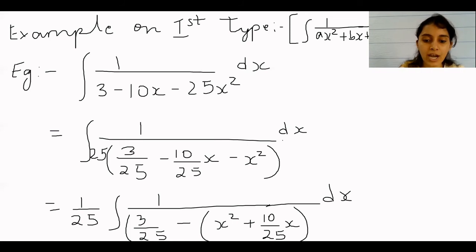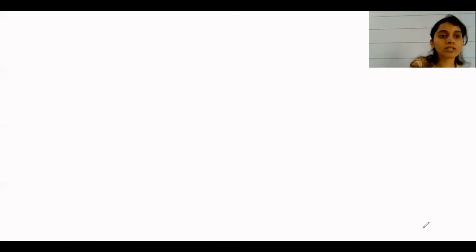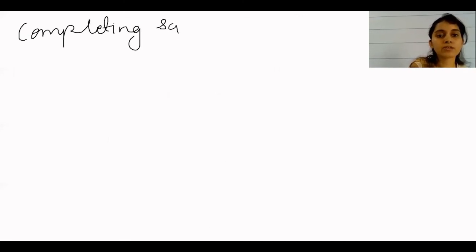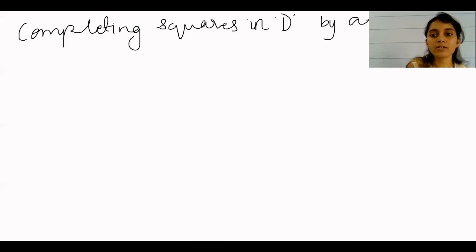So if you can see, I have written it in the form x square plus 10 by 25x. I have the first two terms. What do I require? The third term to complete the square, right? So how do we obtain the third term now? So it says completing squares in denominator by adding and subtracting.